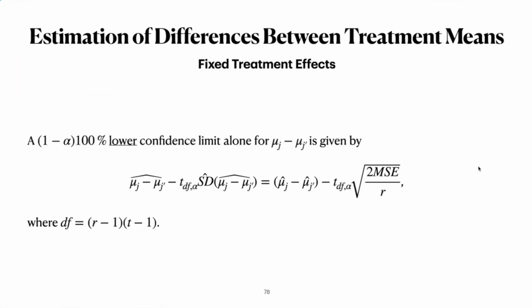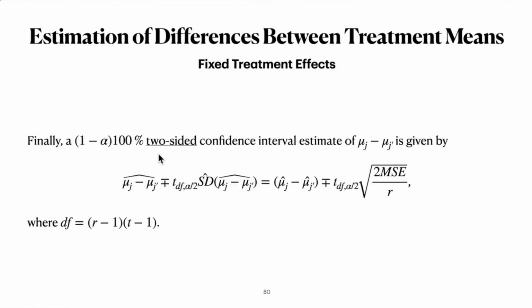And then if we needed a two-sided confidence interval for the difference between the treatment means, then we would use the following. Here's the formula for the two-sided confidence interval estimate of mu sub j minus mu sub j prime. We start off with our point estimator, and then we go a distance to the left and to the right. In other words, we subtract and we add a value equal to the margin of error for the interval, and that margin of error, as we discussed previously, is the product of the interval coefficient and the estimated standard error of our point estimator. And as we stated a minute ago, the interval coefficient comes from the t-distribution with degrees of freedom equal to r minus 1 times t minus 1.